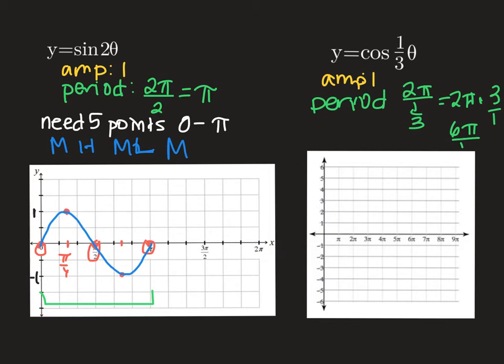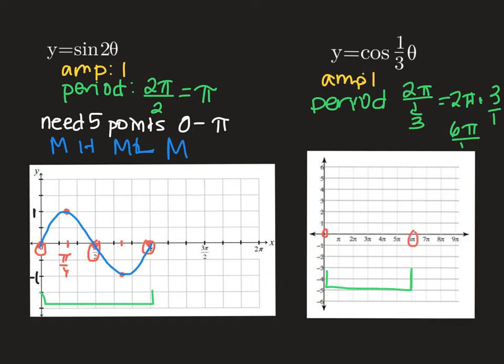So my period, the amount of time it takes to go through one cycle for this cosine graph, is a total of 6 pi. So I know I'm going to be starting at 0 and going all the way to 6 pi. With my amplitude being 1 and my period being 6 pi, now I need to think about what are those 5 points that I'm looking for. So if we go through, I know 0 and 6 pi are my first two.